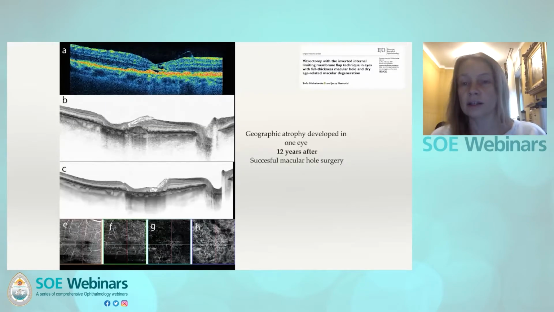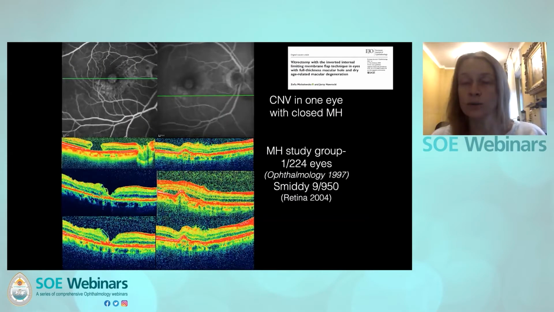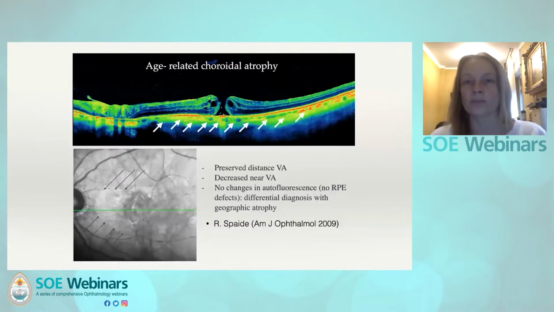In one case, we observed that geographic atrophy developed 12 years after successful macular hole closure. And in also one case in our study, we observed choroidal neovascularization years after closure of the full thickness macular hole. It's a very rare complication described in more than 200 cases in the macular hole study group. And those cases can normally be treated with anti-VEGF.